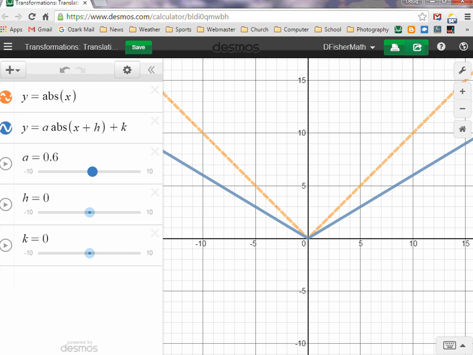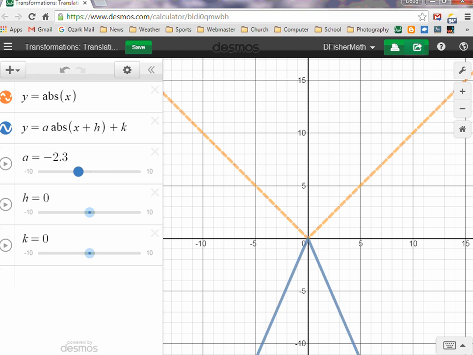Now what happens if I go negative with this A? What happens if I go negative right there? It's going to be reflected across the x-axis. It will flip up and down. It's been reflected across the x-axis. There it is, when it goes negative.